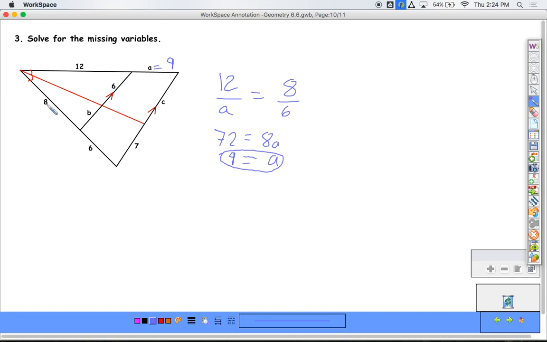Let's start with B. Use another one of our theorems with that angle bisector. We can say that 8 over B equals 12 over 6. So 12B equals 48, and B would be 4. So again, write that in here.